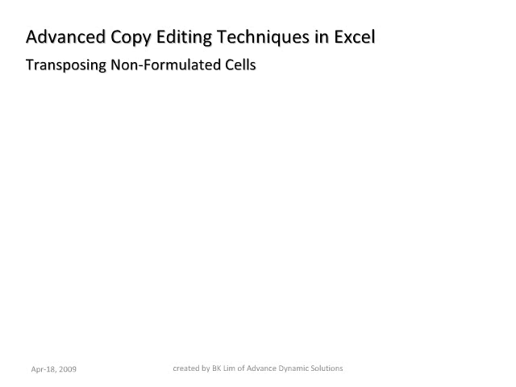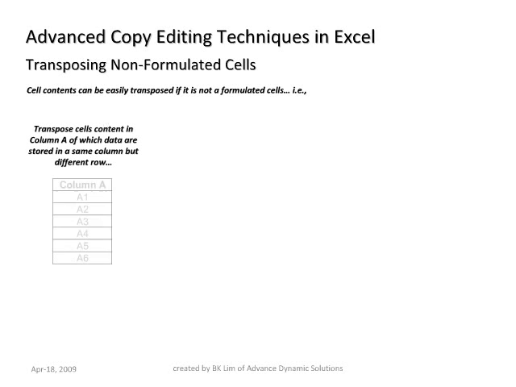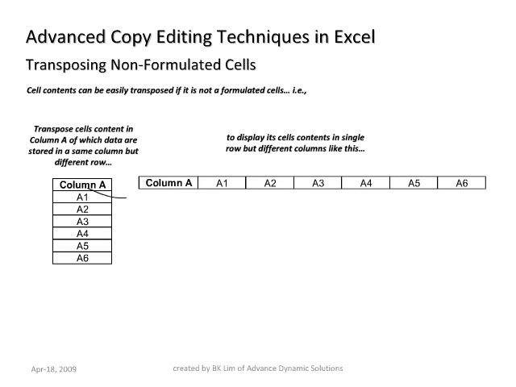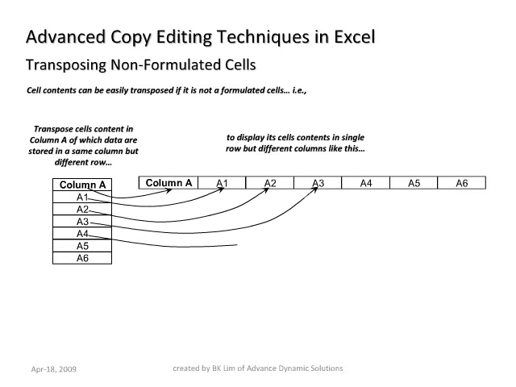Transposing non-formulated cells. Cell contents can be easily transposed if they are not formulated cells. Transpose cell contents in column A, of which data are stored in the same column but different rows, to display its cell contents in a single row but different columns like this.